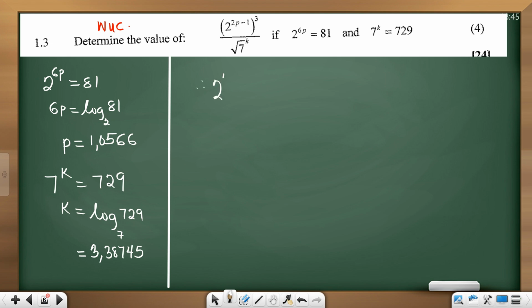Therefore, 2 to the power 2, what is our p? 1.0, start typing, minus 1. You have to first put this bracket over the root of 7, 3.387. I'm sure we might get a decimal. You might be getting 0 something.